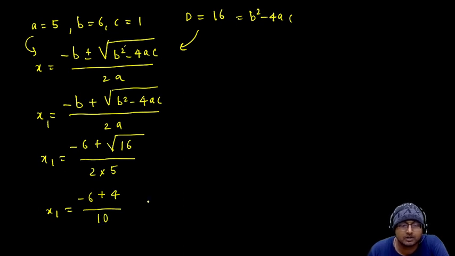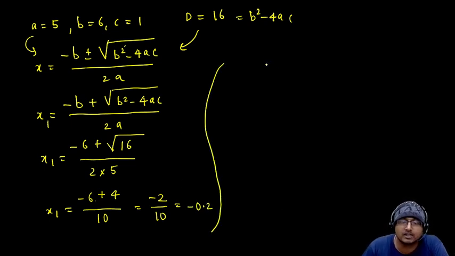Yes, it is 10. So what it will be is equal to minus 6 plus 4, which will be minus 2 divided by 10. It will be how much? Minus 0.2. This is one of the roots. What will be the other root?